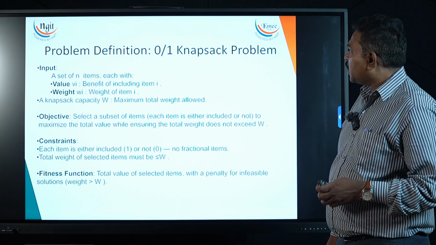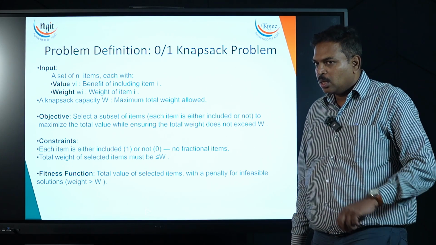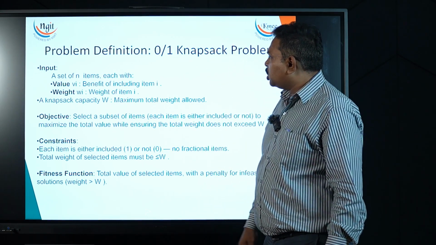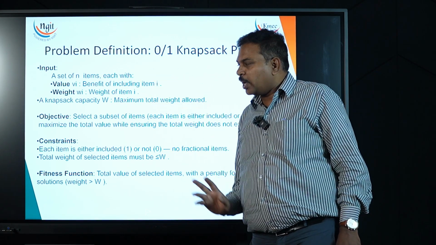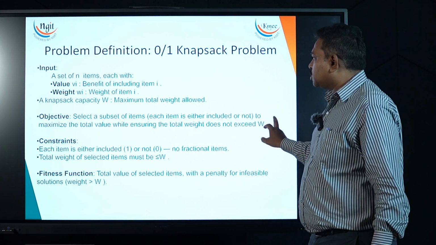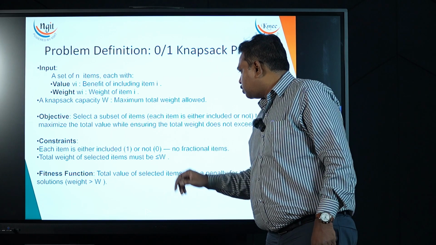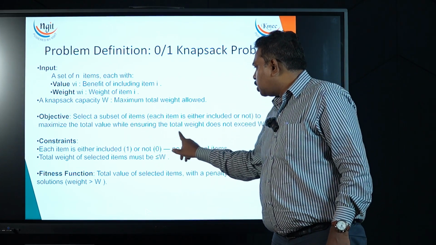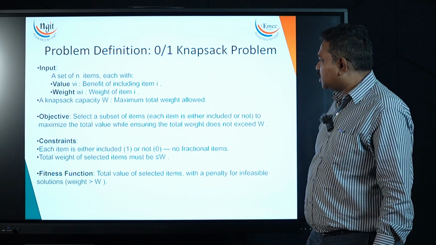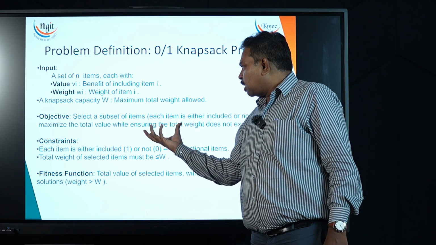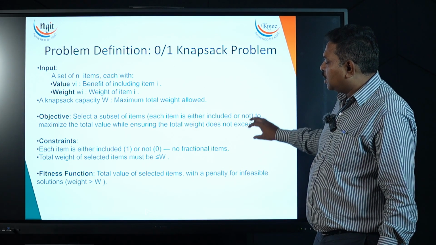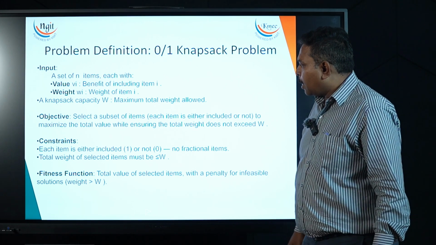So for knapsack, initially I formulate the problem. Input: it takes n items. Each item has its own value and its own weight. The objective is to select a subset of items to maximize the total value while ensuring the total weight does not exceed the given W. In our case 7 kg is the total weight. If I combine all those items, it should not cross 7 kgs. Like that, I have to select the items.